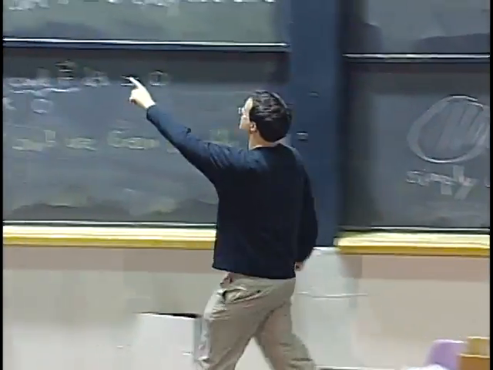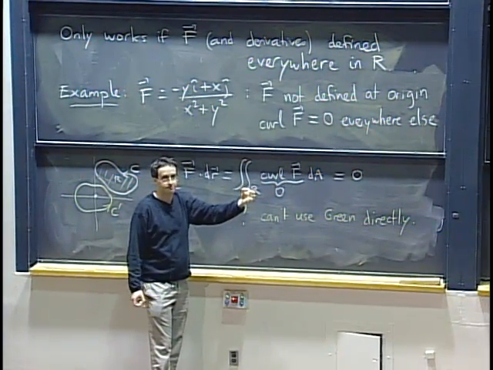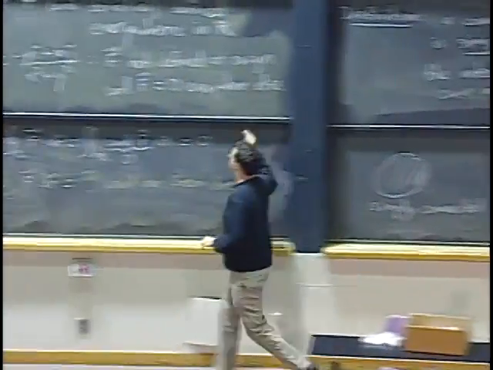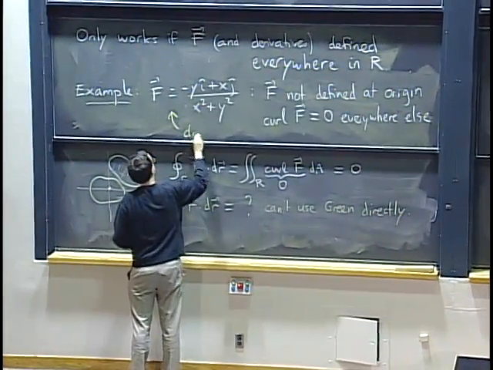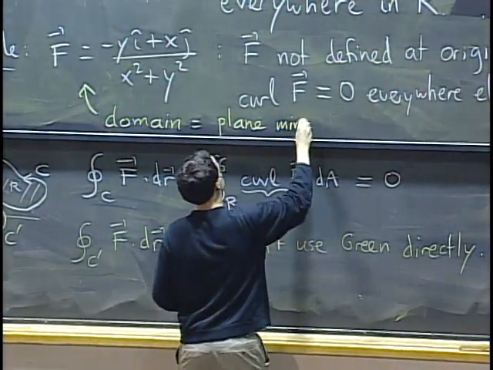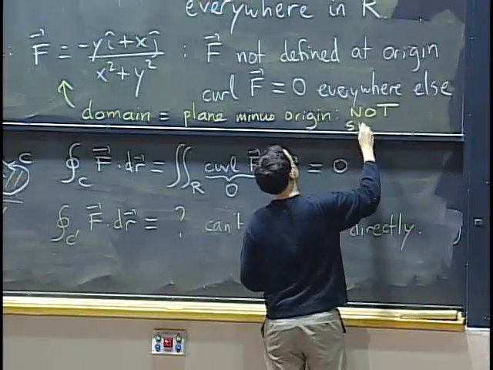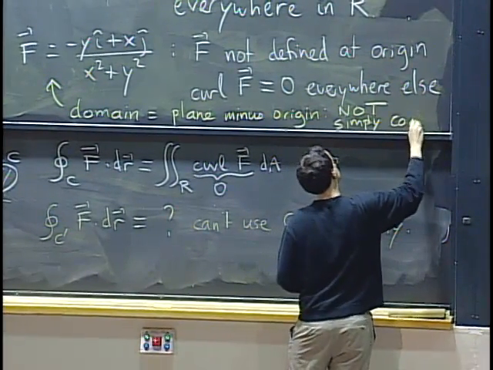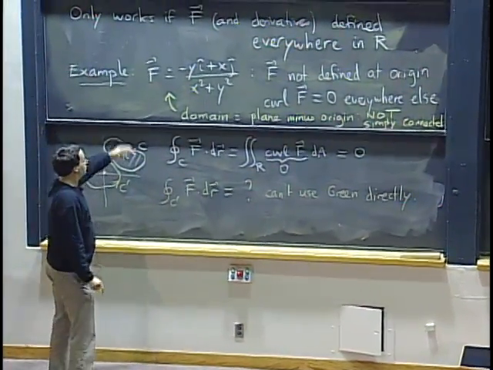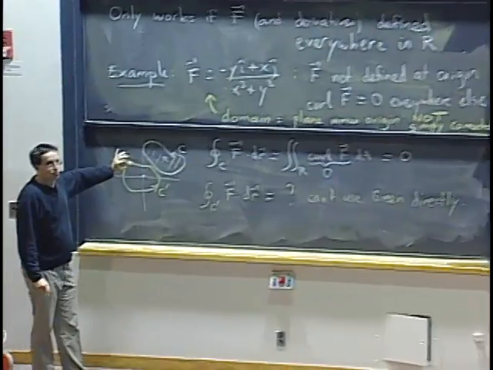The problem with that vector field here is precisely that its domain of definition is not simply connected, because there's a hole, namely the origin. So for this guy, the domain of definition, which is the plane with the origin removed, is not simply connected. And so that's why you have this line integral that makes perfect sense, but you can't apply Green's theorem to it.